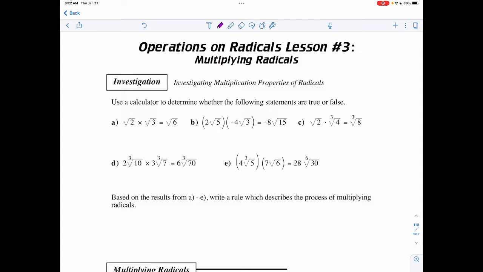Okay, for this lesson, we're going to take a look at multiplying radicals, and typically in a little bit more complex a fashion than what we've done in the past. So some things we should already know. When I am multiplying radicals, I can multiply the radicands. So if I put root 2 times root 3 in my calculator and I put root 6 in my calculator, then that is going to be true.